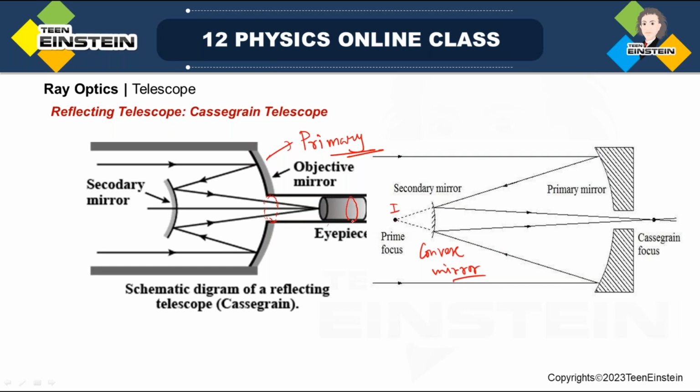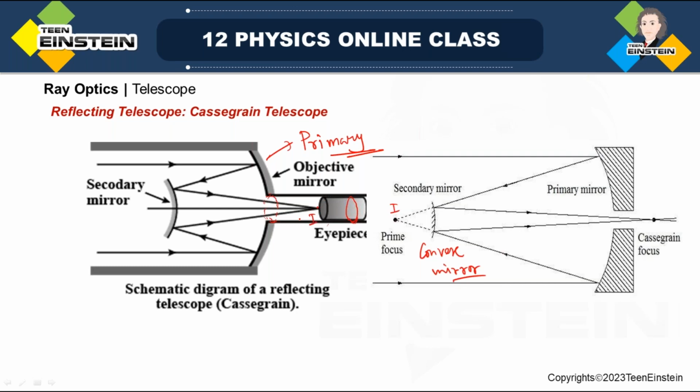Okay, so here will be an eyepiece over here. So what is happening in this case? The parallel rays from a distant object are reflected by the large concave mirror, and because these rays are coming to meet at the prime focus, they are reflected by the small convex mirror and converged at a point. I suppose here the final image I has been formed.